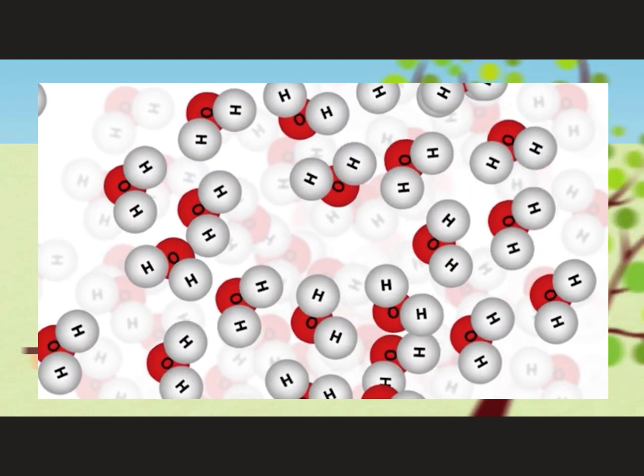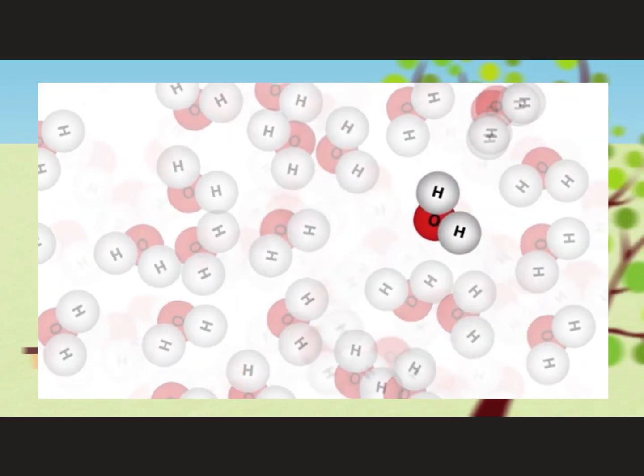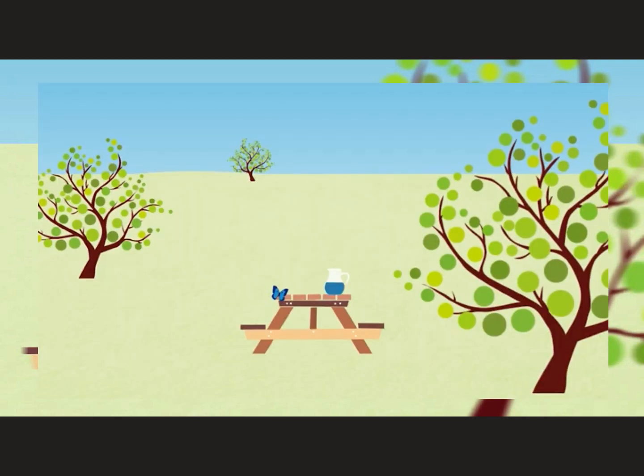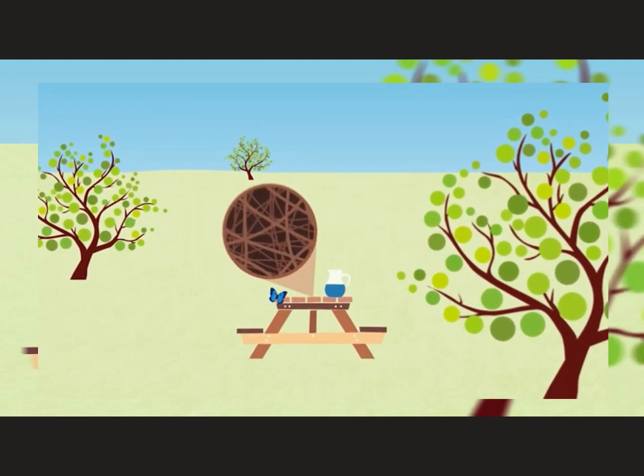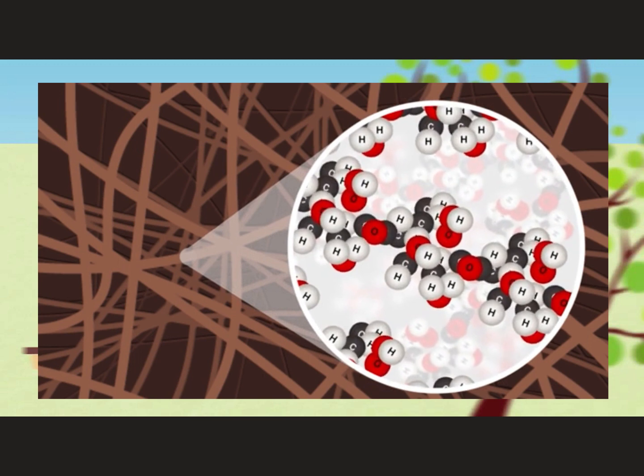This model shows atoms joined together in groups called molecules. Water molecules are made of hydrogen and oxygen atoms. What about this table? It's made of wood. But what type of atoms make up wood? Wood is made up mostly of hydrogen, oxygen, and carbon atoms.